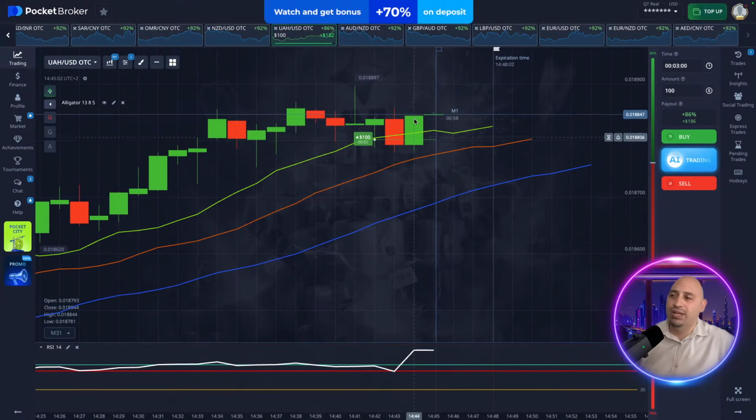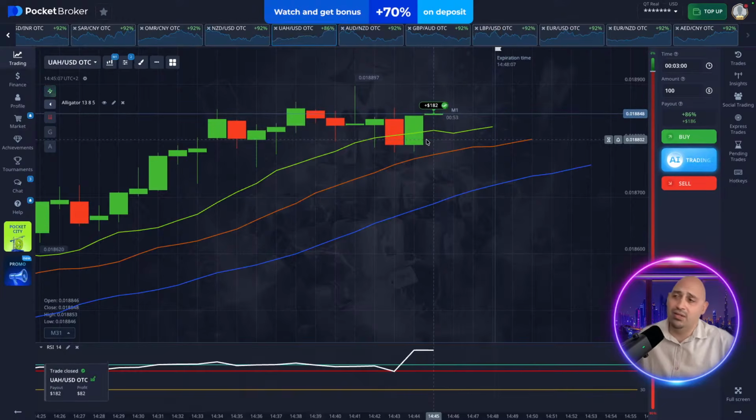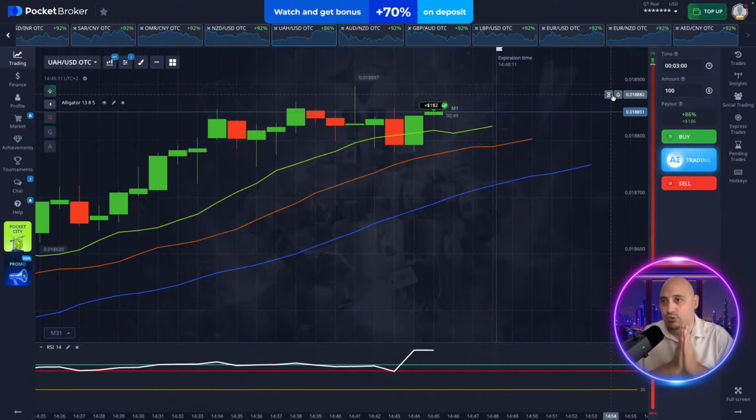You see that beautiful green engulfing candle? What more, guys, do you need? There it is. All right, guys. So I am actually 4 out of 5 successful trades. I actually even made a profit today.